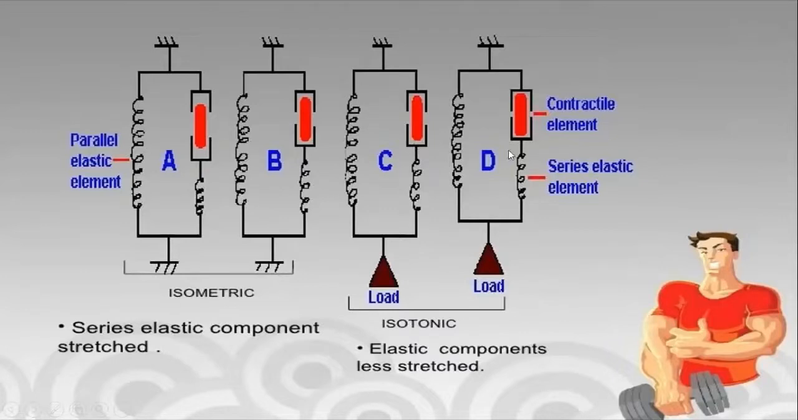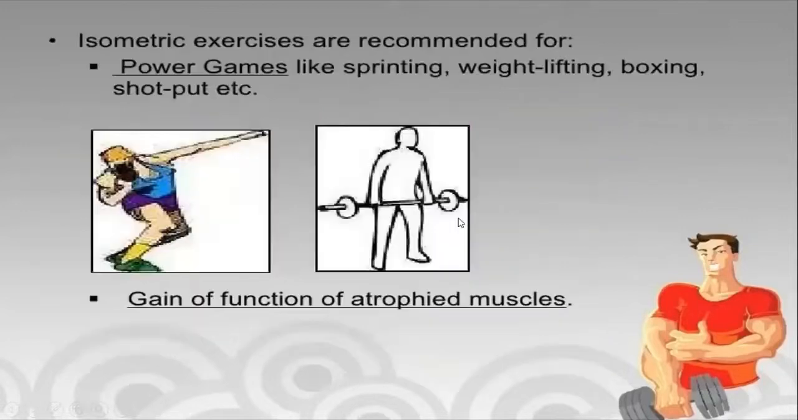Here, the series elastic component is not stretched that much. So what happens? The contractile component has contracted. As a result, the length of the muscle has decreased, but the parallel elastic component is folded to absorb the change in tension in the muscle. So the tension in the muscle in this case remains constant.